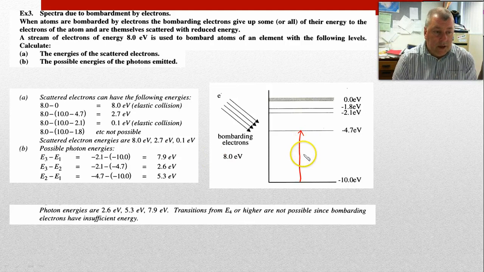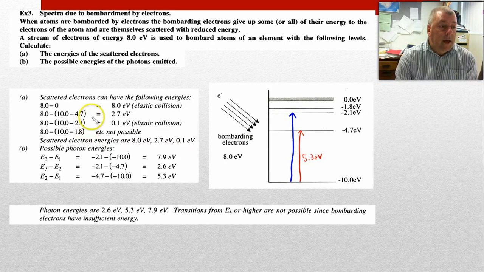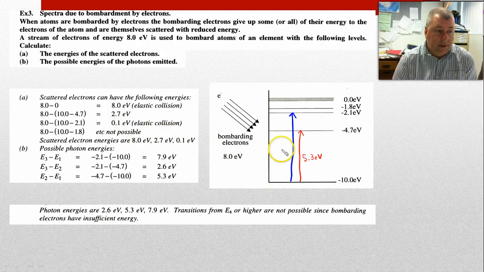So this little jump here corresponds to 5.3 electron volts. Now the next ones that can be scattered are the ones that cause a transition from here to here, and so this corresponds to this, and they are only left with 0.1 electron volts of energy, and they would correspond to, from there to there, 7.9 eVs. So we could end up with electrons sitting here and here, plus these scattered possibilities.